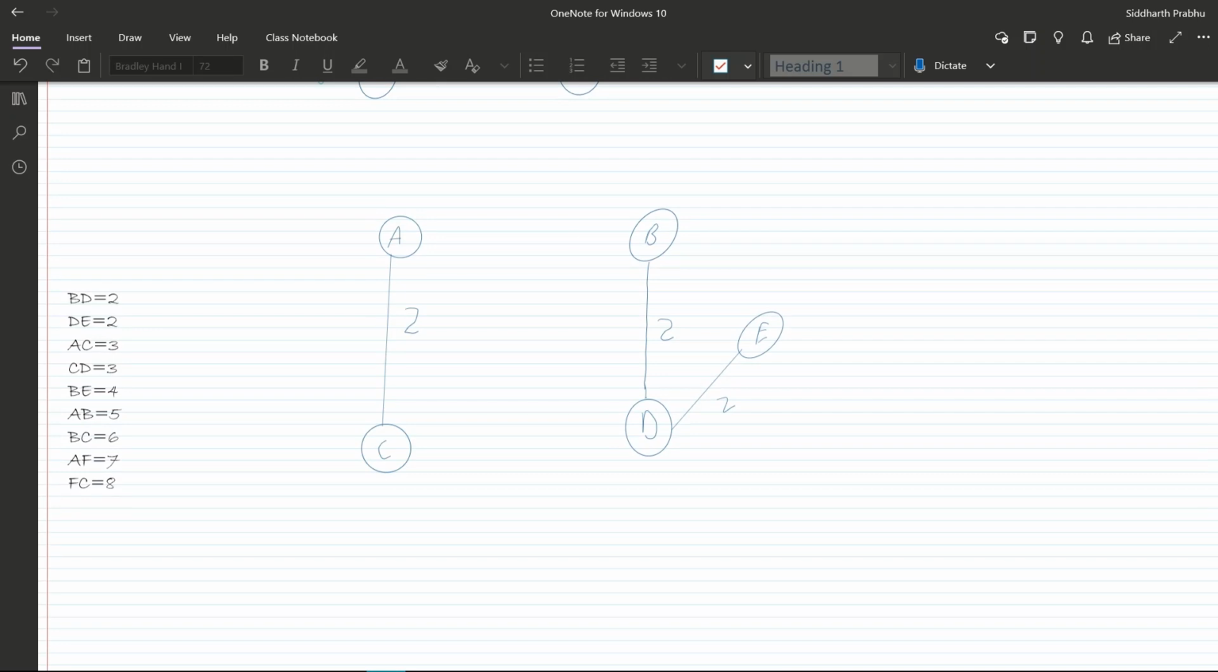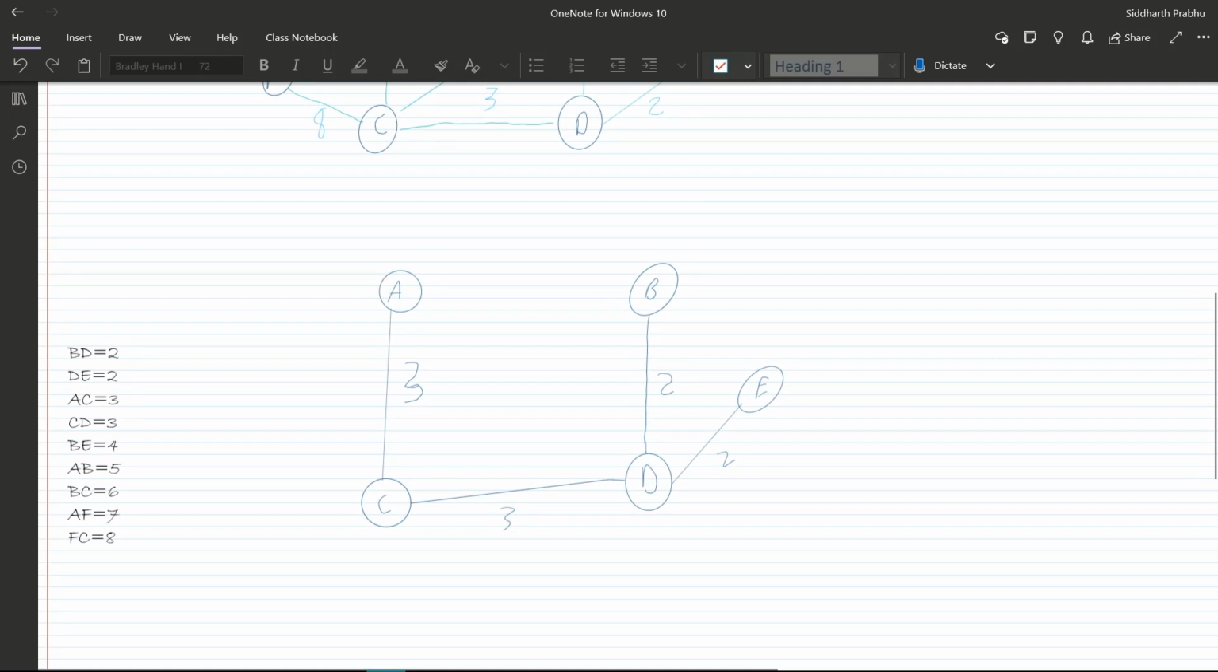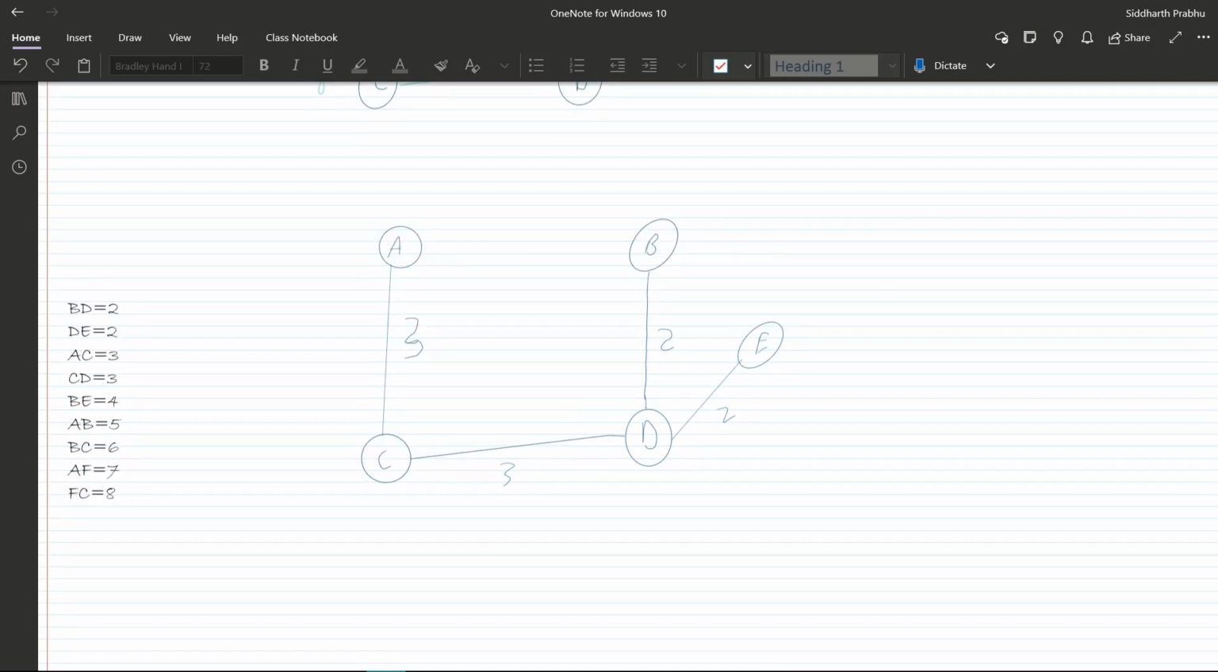The next edge we will take into consideration is the edge C to D, which has the weight of 3. The next edge, the B to E edge, which has 4 weight, won't be taken into consideration because it will form a cyclic structure as BED, which is not allowed in Kruskal's algorithm, and hence it will not be taken into consideration. Same will be for the edges AB, BC, and FC.